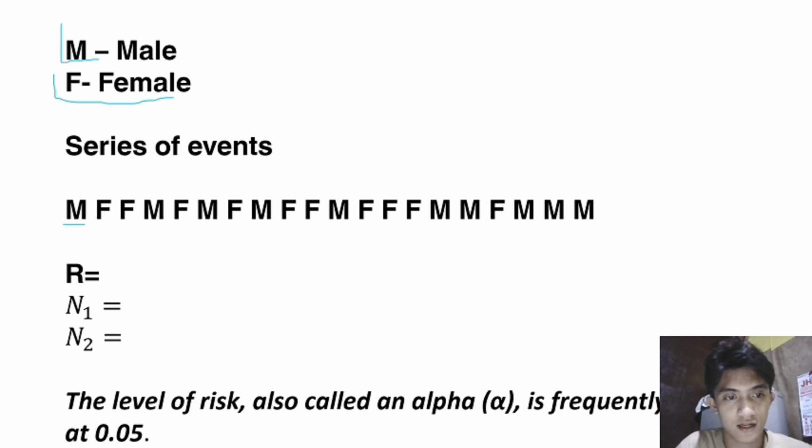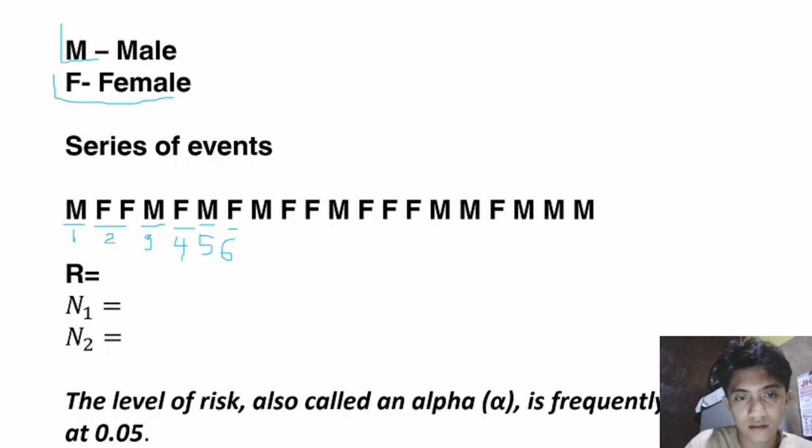is the first run. Female and female, it is considered 1 since they are the same. So it is considered the second run. So it changed again into male, so that is the third run. And it changed into female, so we have the fourth one. And then it changed again into male, so the fifth run. And female, it changed again, so the sixth run. It changes again into male, so we have the seventh run.